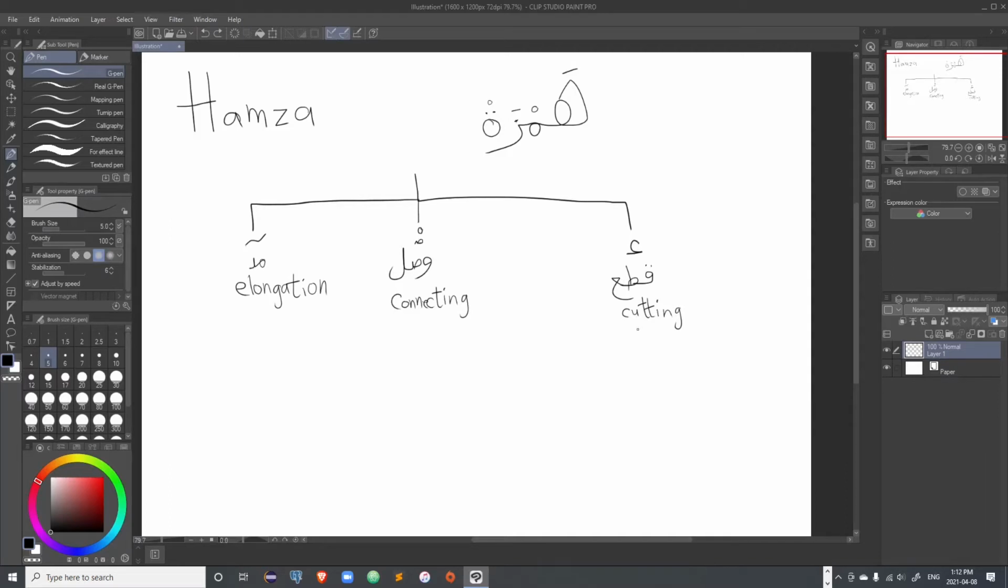So, for the cutting hamza, we have three different locations at which we can find this hamza right here. We can either find it at the beginning of the word. I know this is an Arabic tutorial and it is quite hilarious that I am writing in English. We also have, I'll extend this a bit because I will definitely need the space, the middle of the word. And we have the end of the word.